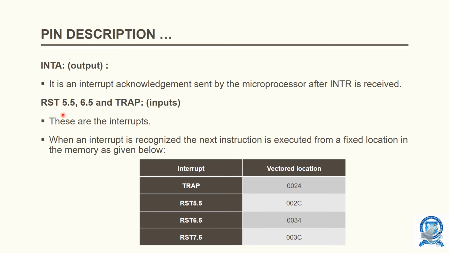RST 7.5, 6.5, 5.5 and TRAP. These are all the interrupts. When an interrupt is recognized, the next instruction is executed from a fixed location, the memory addresses of which are given below. So the various interrupts and their vectored memory locations have been tabulated in the table given here.